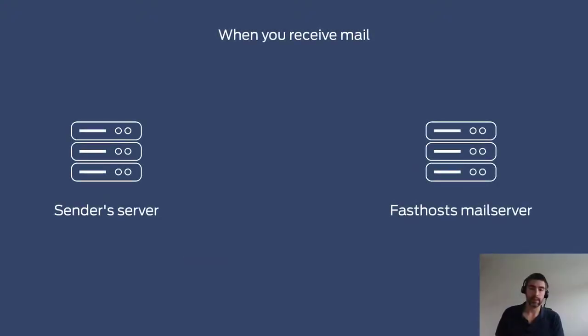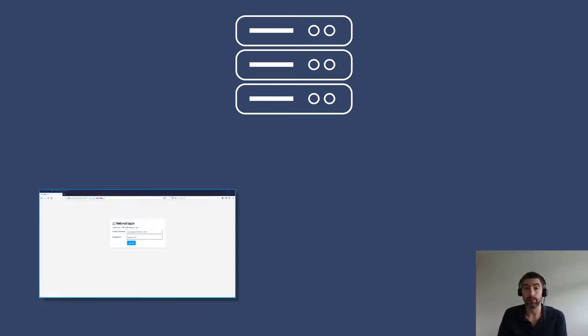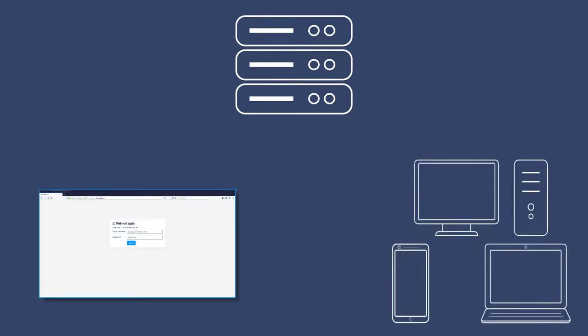When someone sends you an email, their sending server sends an email to our mail server, and then our mail server delivers that mail to your mailbox. You then have options of how you actually read that email, and we'll cover them off now. Now that the email has been delivered, you need to connect to the mailbox to read that email. You have two options here. You can either log in using webmail, which is when you log into your mailbox in a web browser, or use a mail client, which would be something like Outlook or a mail app on your phone.